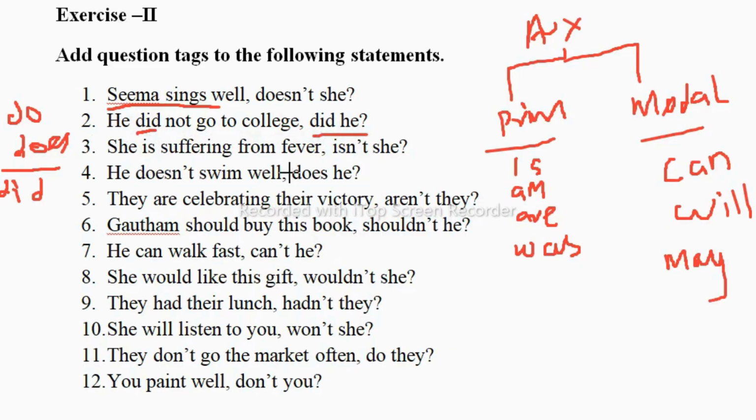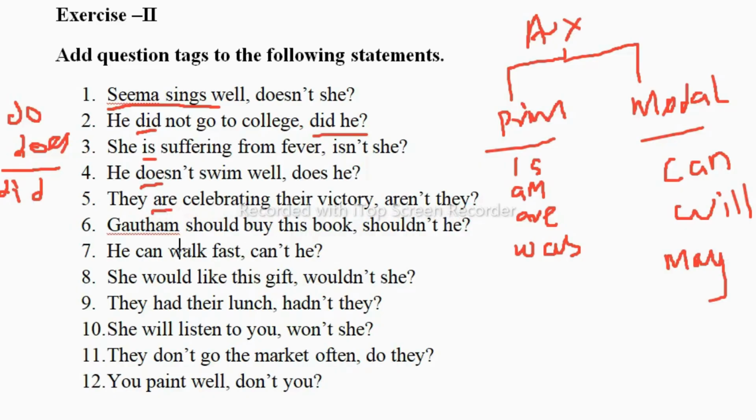Next one, she's suffering from fever. Now this statement is positive and we have the auxiliary verb is. You have to use this is only to make the question tag. It is positive, so you have to write a negative question tag. Isn't she? Next one, he doesn't swim well. Already we have does here, so you have to utilize this does only. It is negative, so you have to write a positive question tag. Does he? This he will come this side. Next one, they are celebrating their victory. Here we already have are, so you have to use this are to make the question tag. Aren't they? Because it is positive, you have to make a negative question tag.